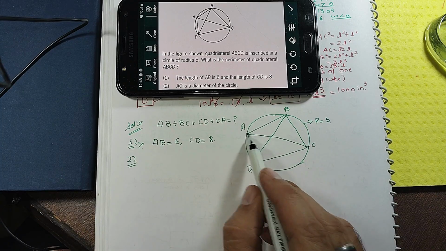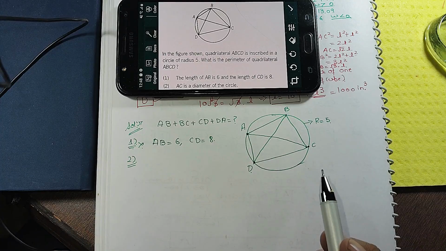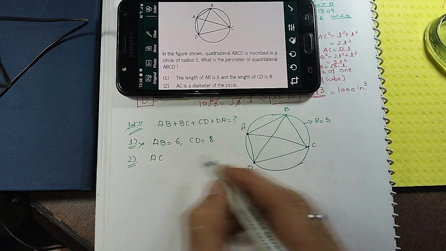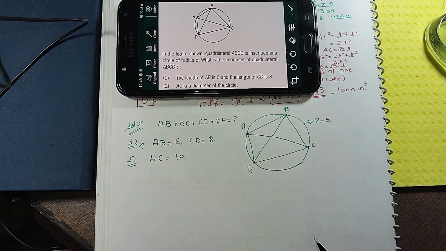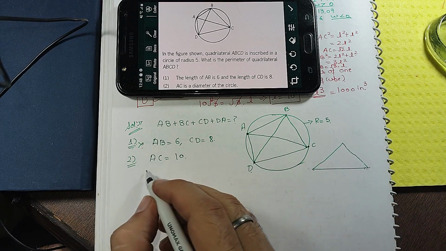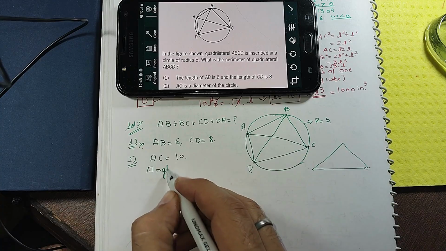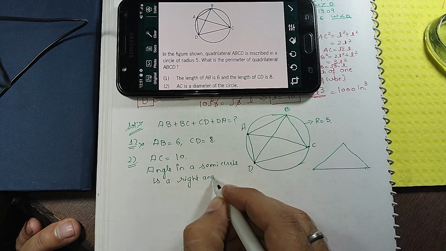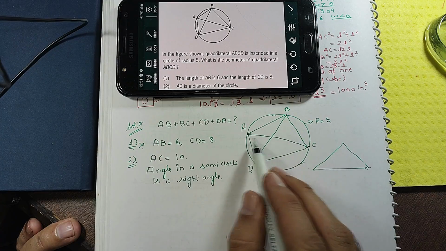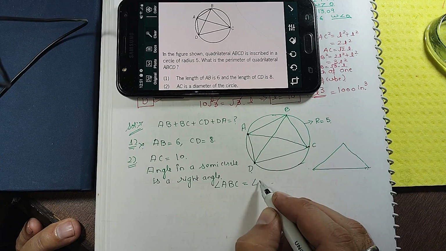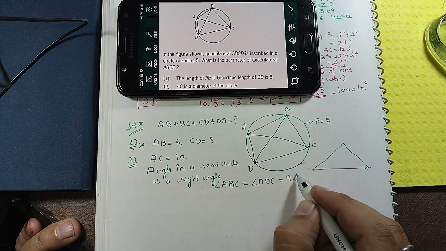Statement 2 says that AC is the diameter of the circle. So that means AC will be equal to, since radius is equal to 5, AC is 10. Fine. Now since AC is the diameter, we have a theorem that angle in a semicircle is a right angle. So angle ABC equal to angle ADC will be equal to 90 degrees, right?